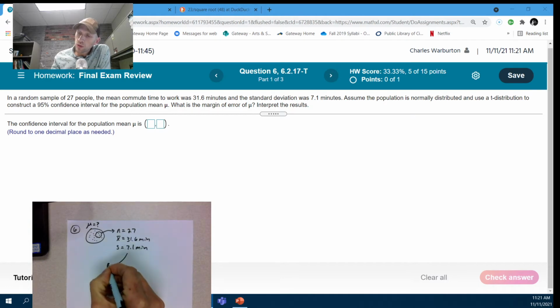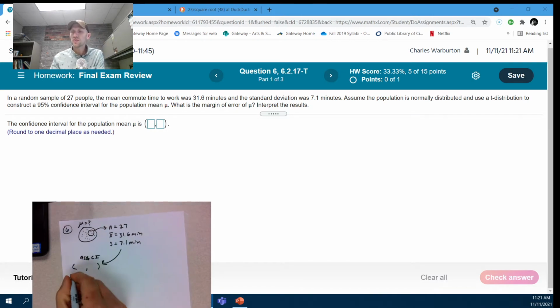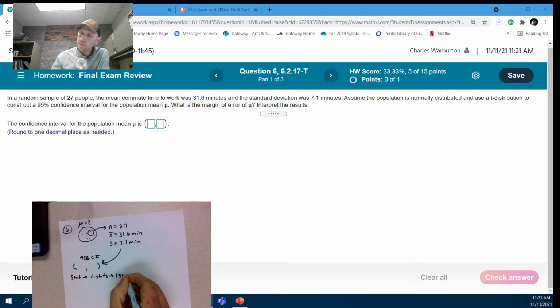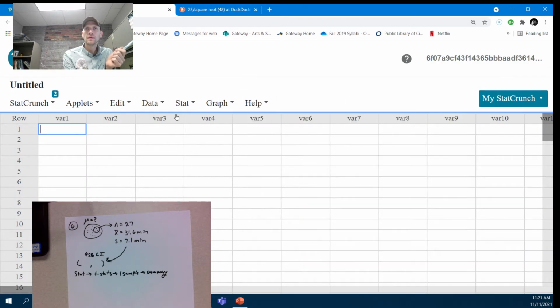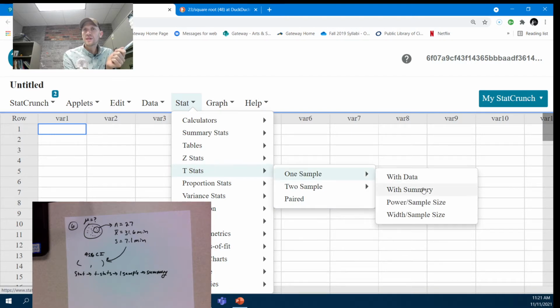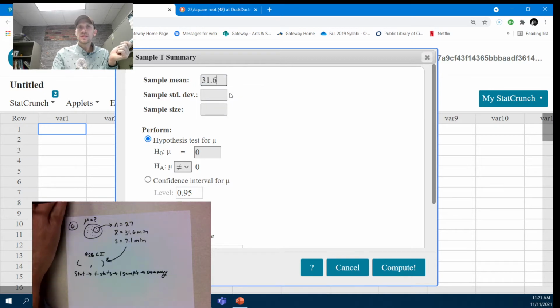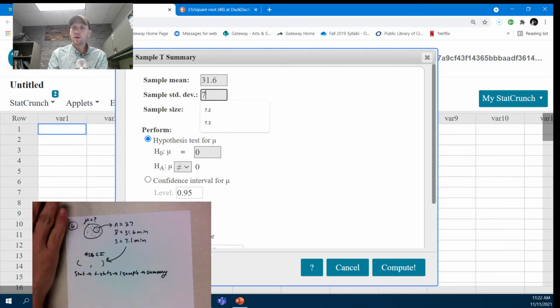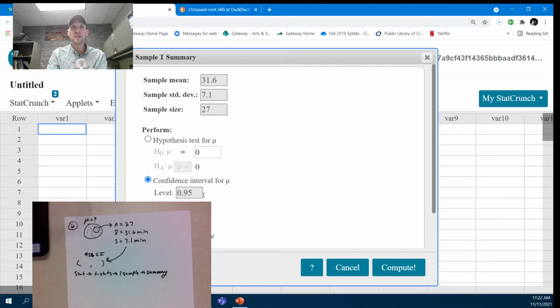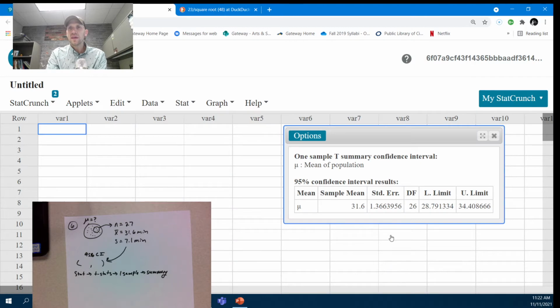95% confidence interval. So we're going to get a 95% confidence interval, and let's go ahead and use StatCrunch for that. We're going to go to Stat, T-Stats, one sample, and we just have a summary here, with summary. So let's go ahead and do that. Stat, T-Stat, one sample with summary. My sample mean was 31.6. My sample standard deviation was 7.1. My sample size was 27. And I want a confidence interval. My level of confidence needs to be 95% in my case. Yours might be different. And then they give me the low end and high end.